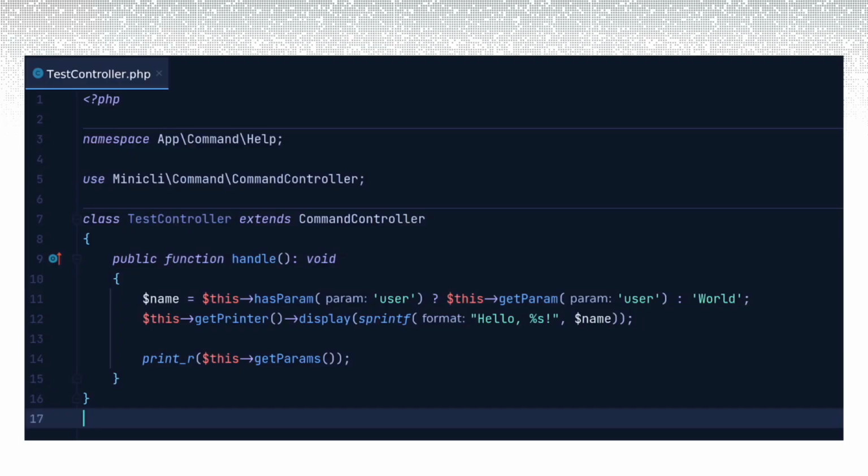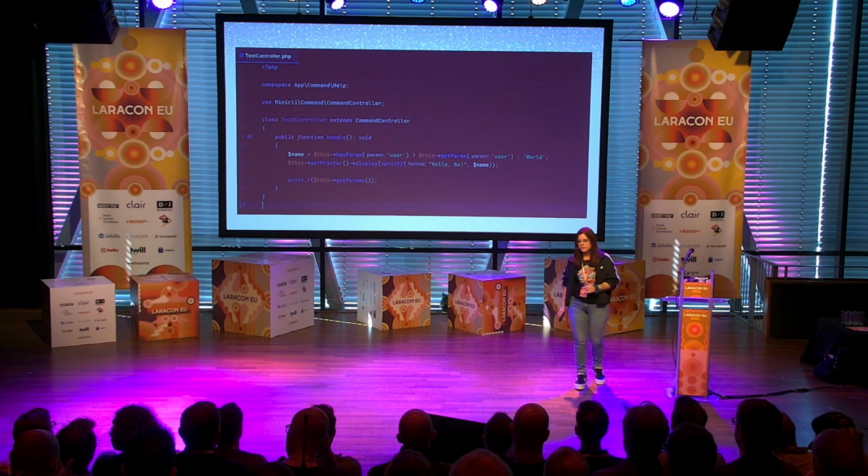This is an example of how the command controller looks. This comes with the application template, and it's just a simple, let's say, echo that you can run help test, and then you see the parameters that you passed. So you have to extend from command controller and implement the handle method. That's how you implement a command in Minicli.